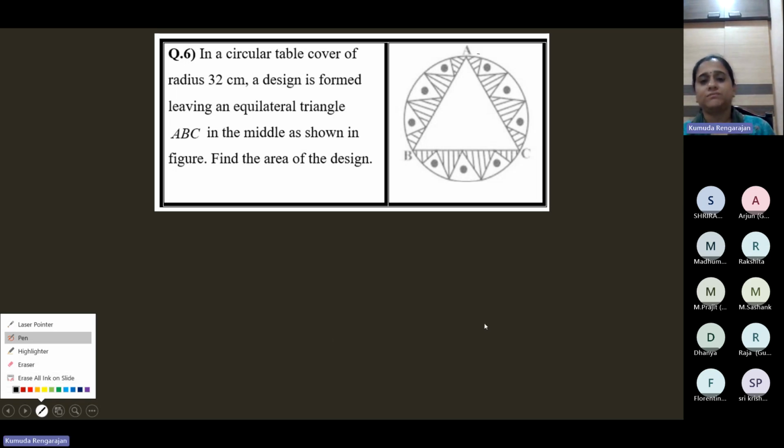Just wait for some time. Let me know how we can find the length of the side of the equilateral triangle.